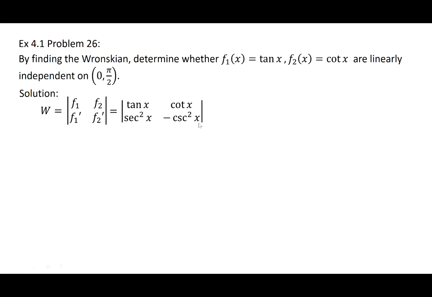Determinant, cross multiply these two. Tangent x times negative cosecant square x minus cotangent x times secant square x. Right? Can we simplify this? Isn't this negative 2 over sine x cosine x?